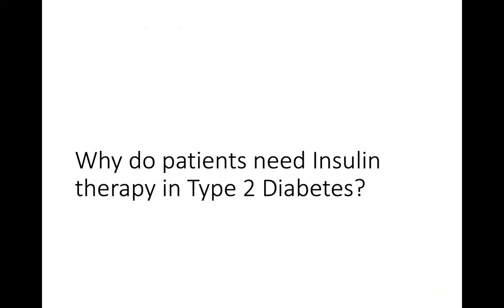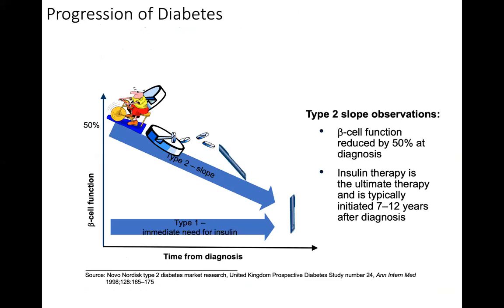So if type 2 diabetes was all about insulin resistance, why do patients require insulin therapy in type 2 diabetes? That is the last question I want to ask. In type 1, there is an immediate need for insulin for survival, whereas in type 2, there is a downward slope. At diagnosis of diabetes, most people have 50% beta cell function, and thereafter it keeps declining, and that is why you need to start insulin, because there is insulinopenia.